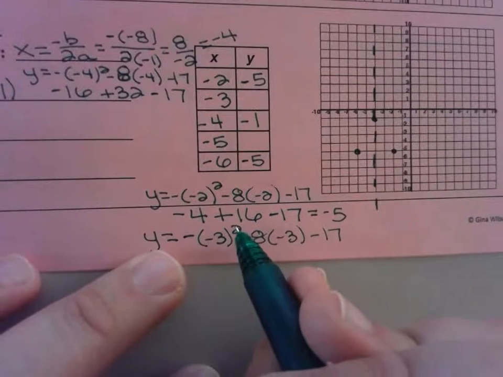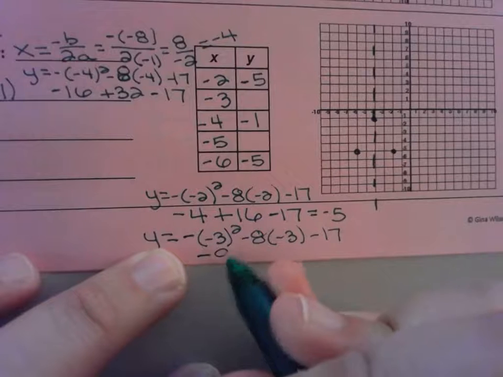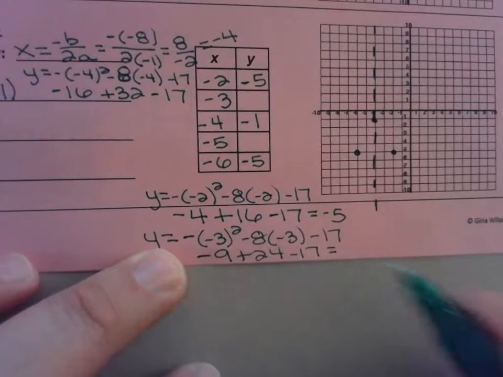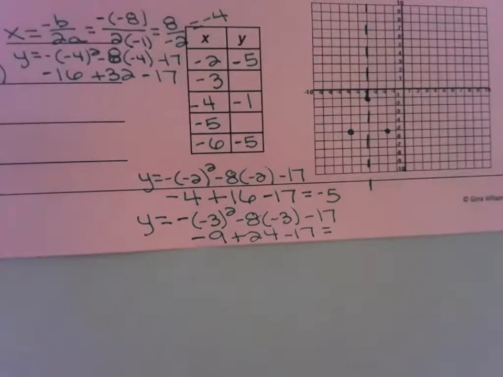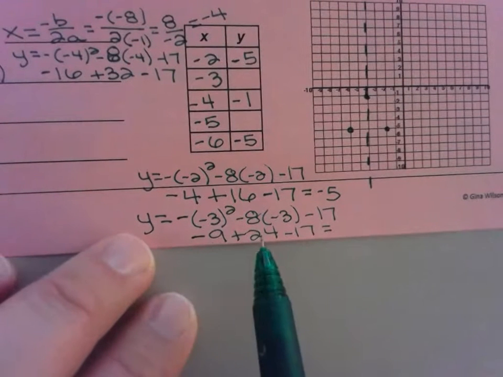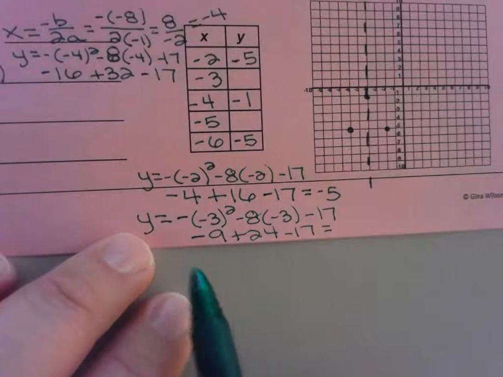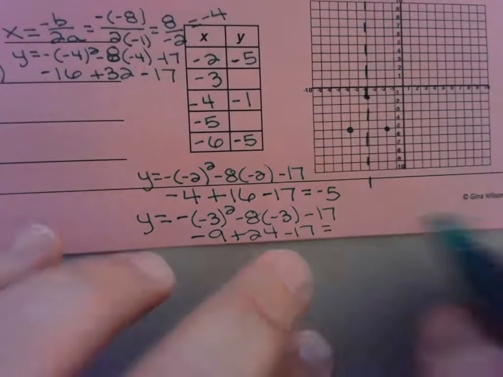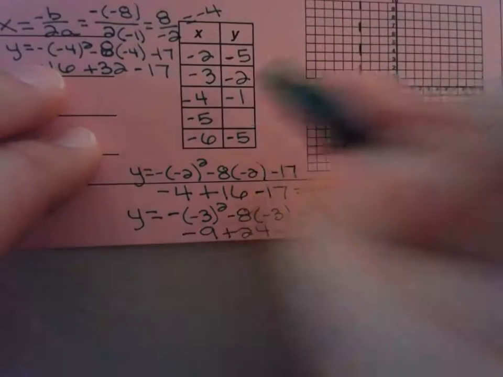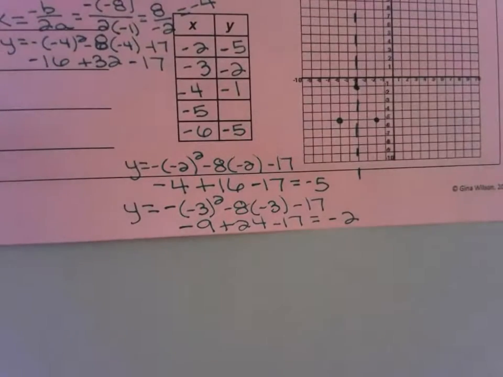Negative 3 squared is 9, with the negative in front, negative 9. Negative 8 times negative 3 is positive 24, minus the 17. So negative 9 plus 24 is 15, minus 17, negative 2. Would it be easier to add your negatives all together? However you do it is fine.